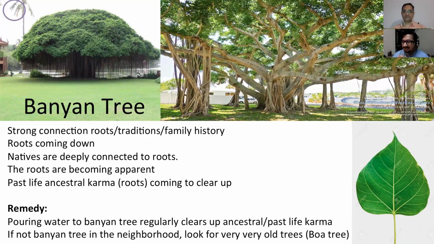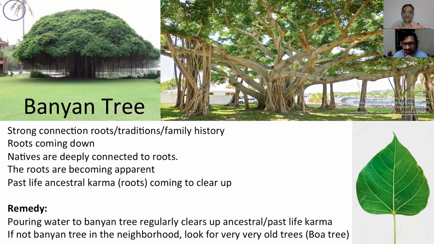Many times these natives will have a strong sense of tradition, cultural values, family values, and family connection. Depending upon the planets and house lords, many of the karmas will definitely have some kind of past life connection. I've seen this many times. An important remedy for a Magha native is to simply pour water to the banyan tree regularly, and it will slowly begin to clear up your ancestral or past life karma.